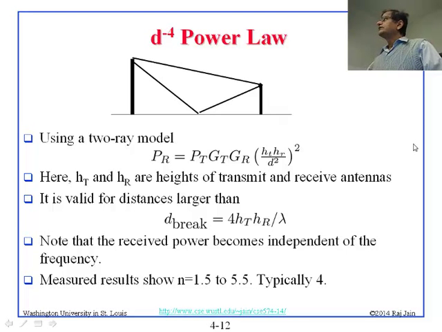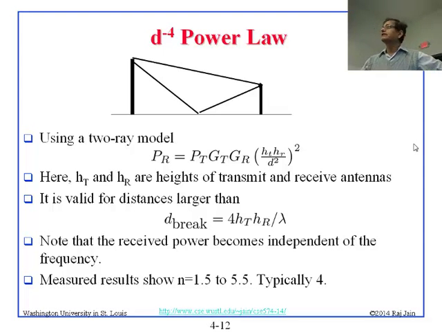Okay? So how high you are, depending upon that, you get the power. Now, it's valid for distances longer than some amount. Before that, the formula is different, but after D break, this is the formula. D break is the distance, 4 times HT times HR upon lambda. Before that, the formula is slightly different. So after this, the power becomes independent of frequency.